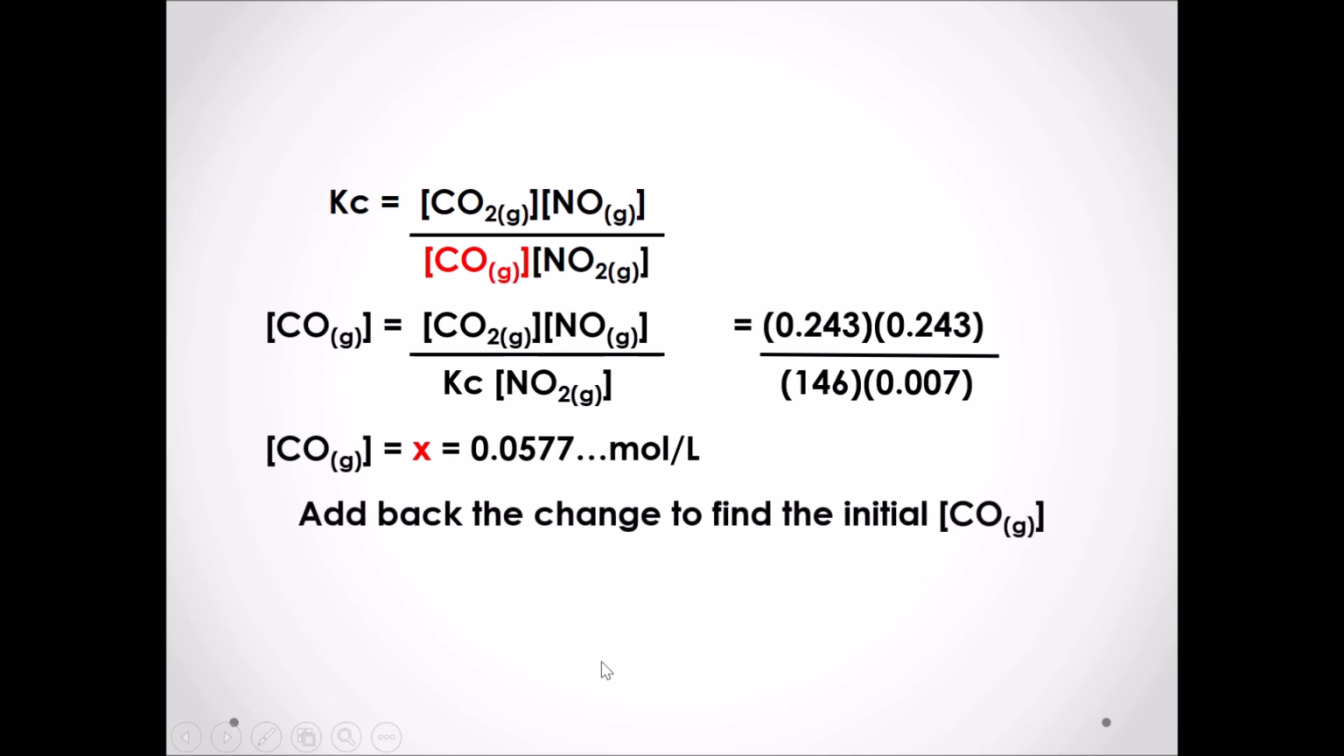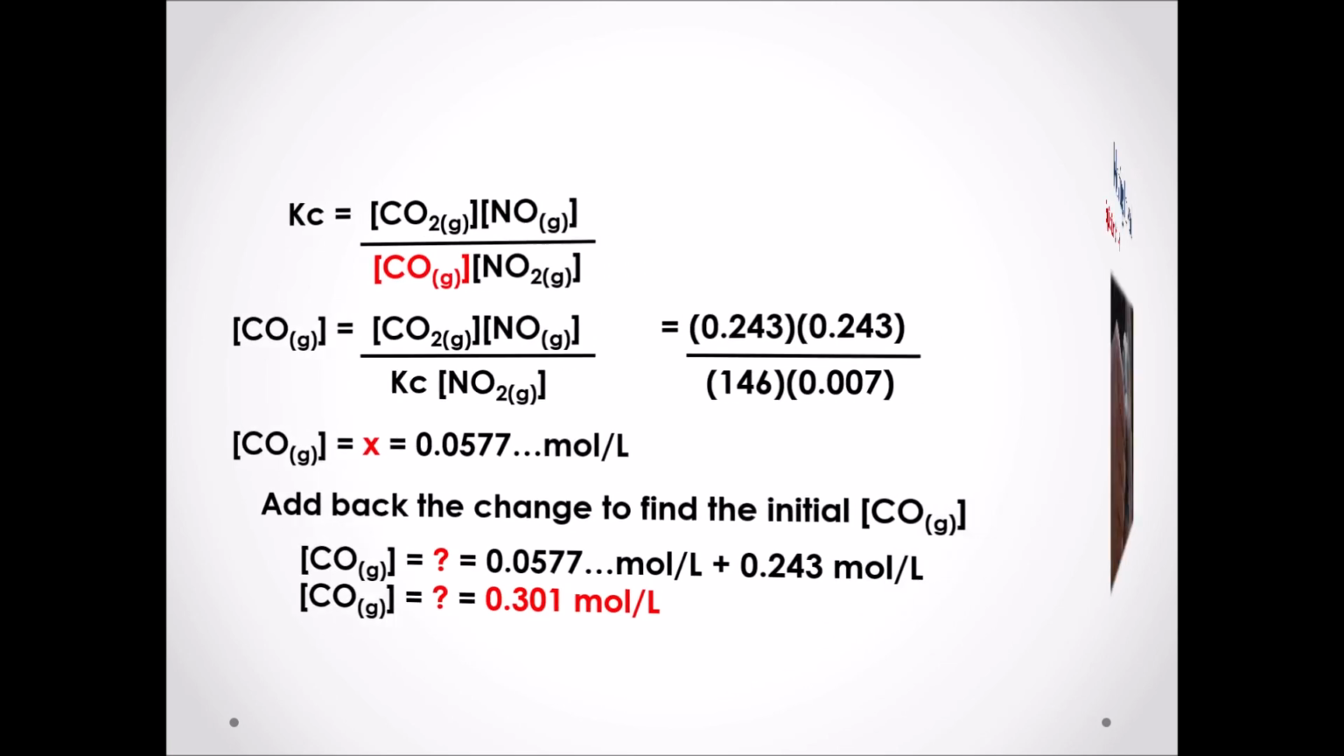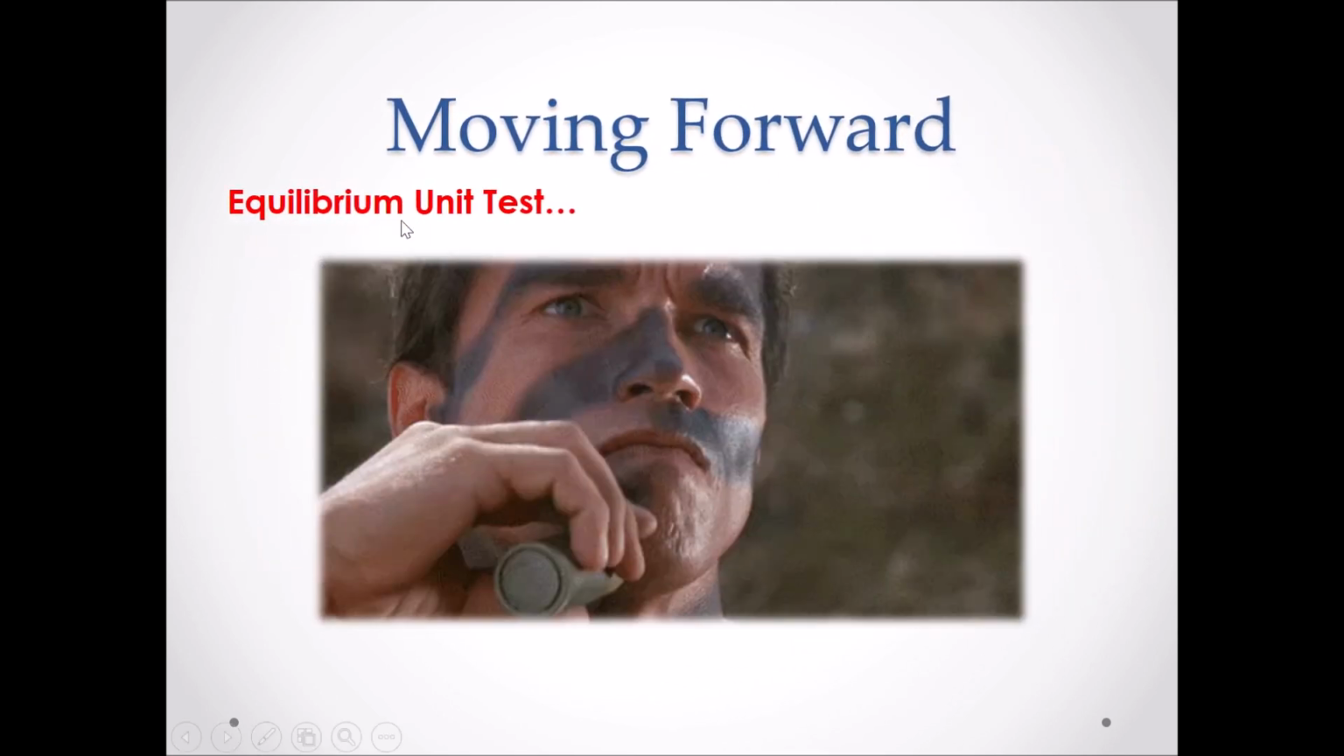We can then add back the change. Remember, we are going from equilibrium to initial concentration, which is the opposite. So we must add back the change. And if we add back the 0.243 moles per liter, we will be left with an initial concentration of 0.301 moles per liter for CO gas. Moving forward, we will write the equilibrium unit test.